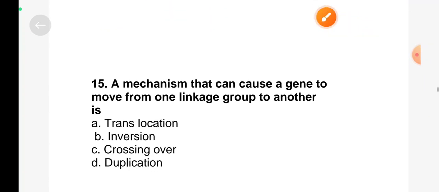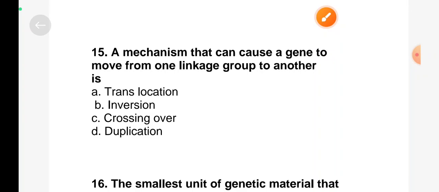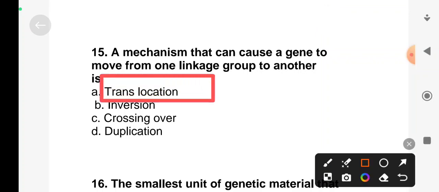Next question. A mechanism that can cause a gene to move from one linkage group to another is: option A, translocation; option B, inversion; option C, crossing over; option D, duplication. Correct answer is option A, translocation.